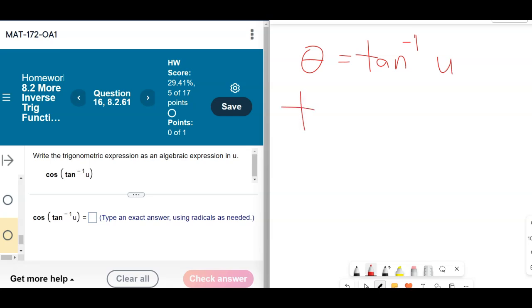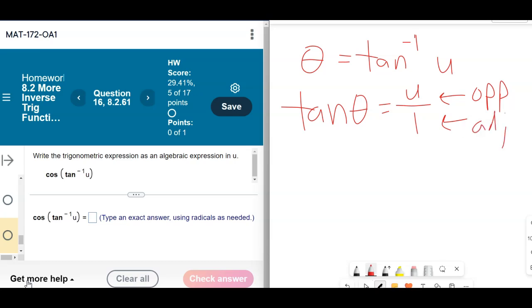And then I'm taking the tangent of both sides and saying the tangent of the angle is just this u. Right? But similar to what we did in the previous video, we're going to call this u over 1. Because it's tangent, this is the opposite, and this is the adjacent. So when I draw my right triangle, and I'm just going to label this theta, there's my right angle. Opposite of the angle is u, the adjacent side is 1.